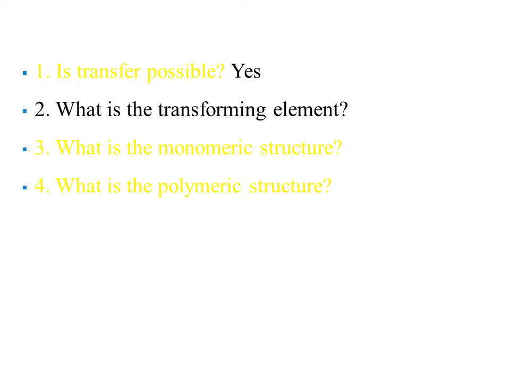So to answer the first question, is transfer possible? Yes. Griffith proved that something transferred from the dead heat-killed S strand to the R strand bacteria, therefore making the R strand, the rough strand, become virulent. So this brings us to our second question. What is that transforming element? So now we know that something moved, but what is it?